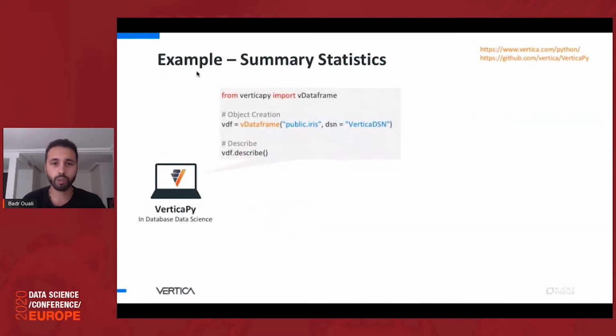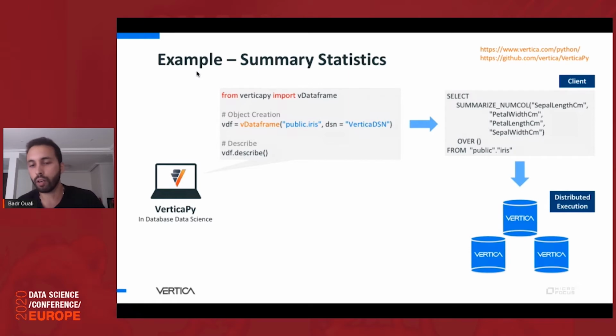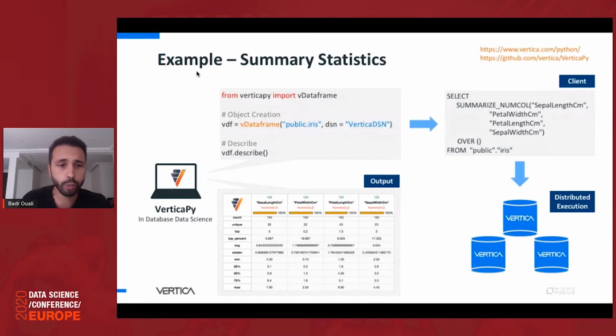Example. You import the data frame, you can create it, and you can describe. So what's going on on the client side? It will send a SQL query, and you can see that here it's a specific built-in query of Vertica, which means summarizing columns like select, average, standard deviation, variance, etc. But it's in one function that is parallelized in order to be fast and scalable, instead of using multiple aggregations, which can be very expensive from a query perspective. Vertica parallelizes the work, and you get the output.